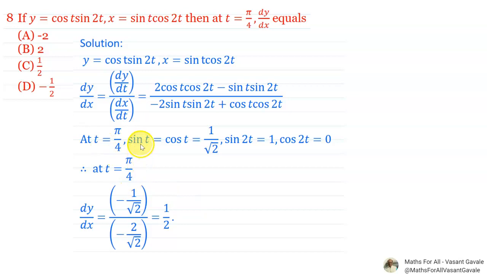At t is equal to pi by 4, sin of t is equal to cos of t is equal to 1 by root 2. Okay, that means sin 45 and cos 45 will be 1 by root 2. Sin of 2t means sin of pi by 2, and sin pi by 2 is 1. Cos 2t means cos of pi by 2, and cos pi by 2 is 0. Okay, at pi by 4, if we substitute these values here, then you will get here dy by dx is equal to minus 1 upon root 2 upon minus 2 by root 2. Denominators are 2 by root 2; root 2 gets cancelled, and overall minus and minus will also become plus, and hence dy by dx is equal to 1 upon 2.